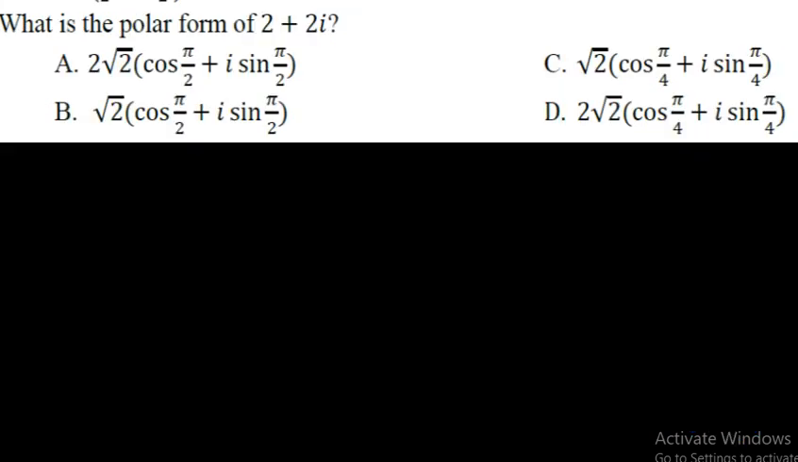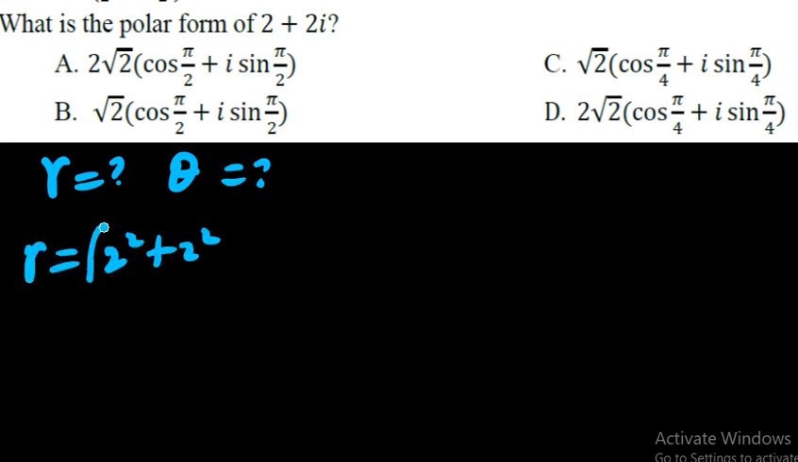Let's continue to the next question. The next question says, what is the polar form of 2 plus 2i? First of all, to change into polar form, we need to find r and theta. R means the modulus, that means square root of 2 squared plus 2 squared, which is 4 plus 4, 8. The square root of 8 is 2 radical 2, that is r. Which choices contain 2 radical 2? The r, as you see, A and D. So we are minimizing, we are approaching the answer.